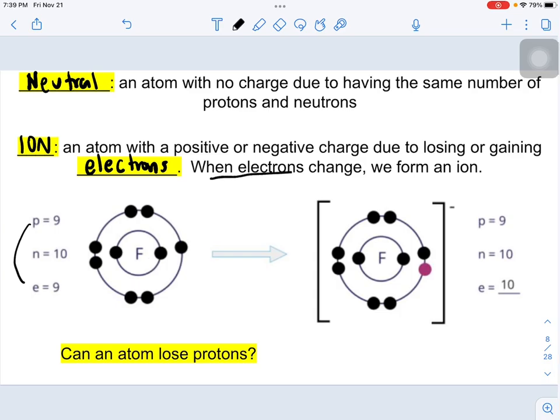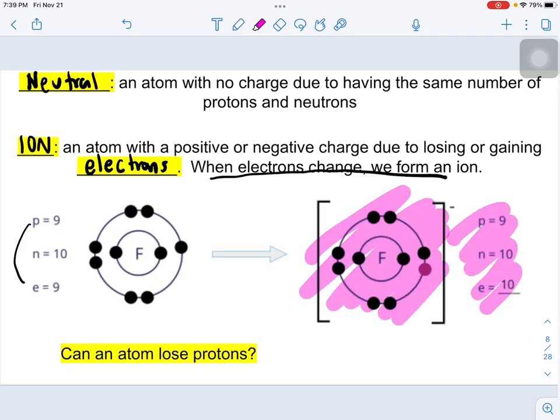When electrons change, we form an ion. Let's go ahead and take a look at the same atom. We still have fluorine because we have 9 protons, but pay close attention to the number of electrons. We gained an electron. And if we lose or gain electrons, we become an ion. Now, because I have 1 more electron, let's take a look at the charges.